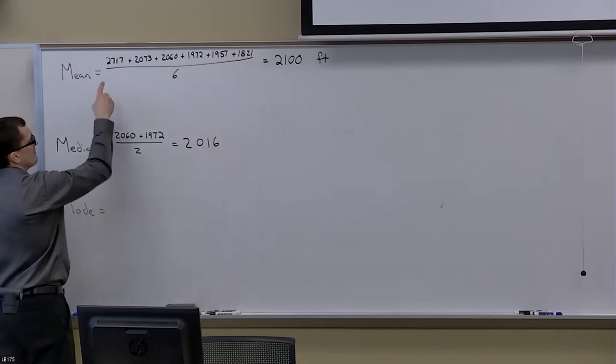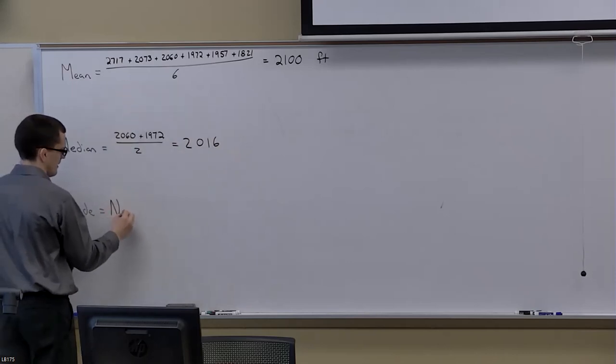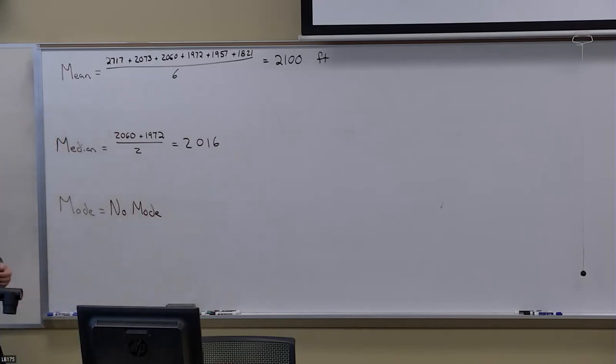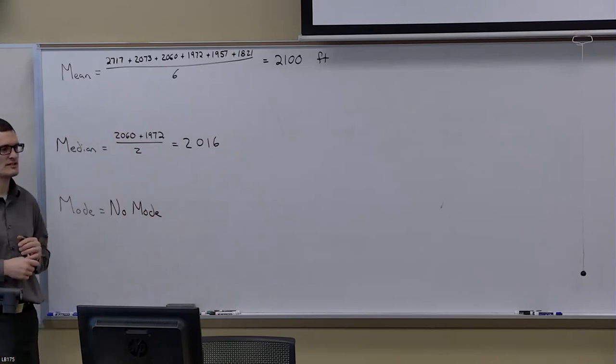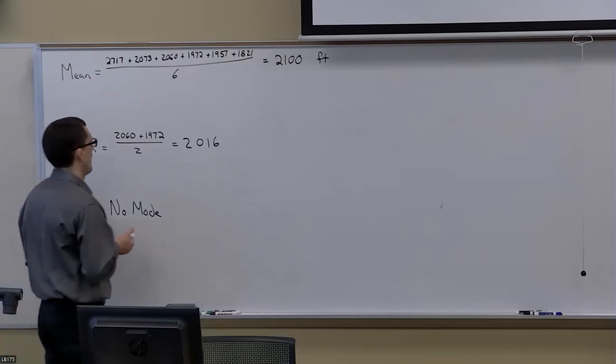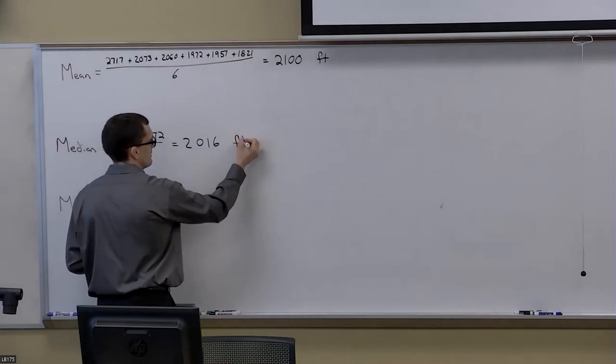And for this data set, no number occurred more than once, so we say there's no mode. In Moodle, I forget what it asks you to write. It might ask you to write none, N-O-N-E, if that happens, or something of that nature. Again, the median would also be measured in feet.